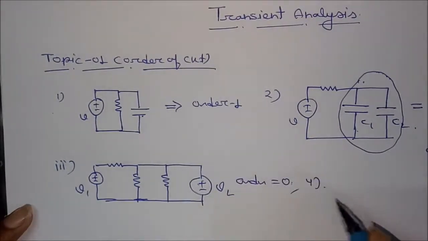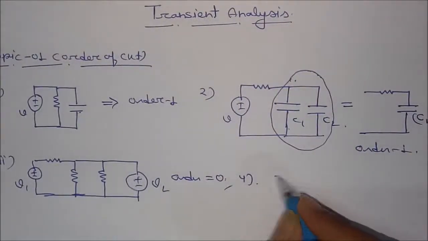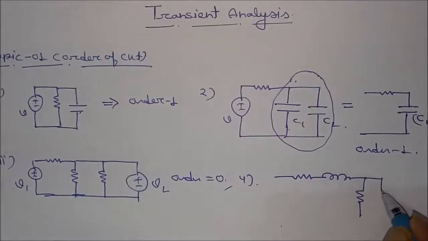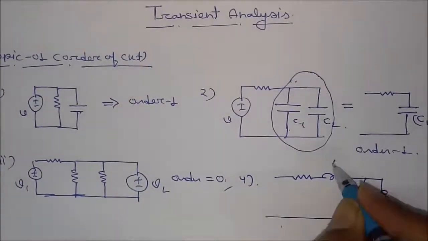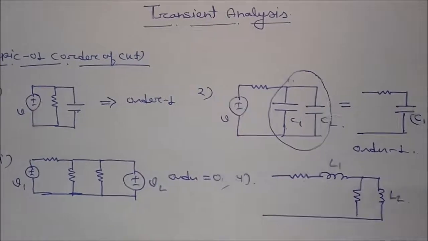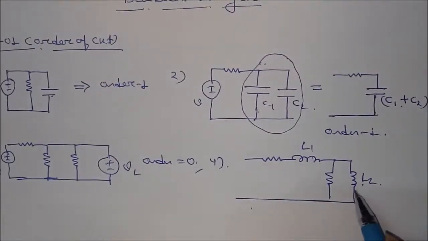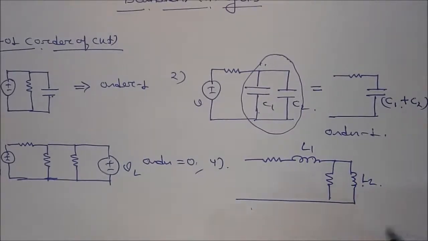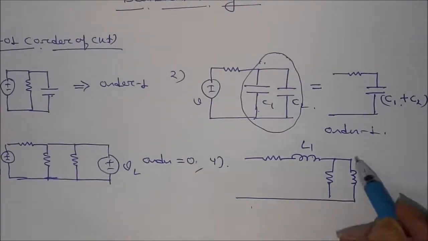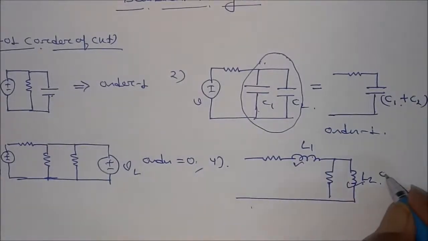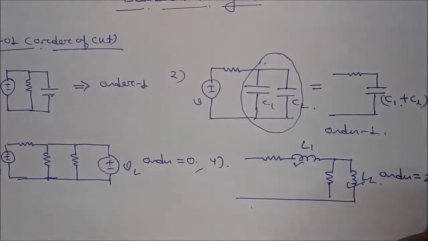Similarly, for the fourth one, if this is the circuit, see L1, L2. Can you make any combination between L1 and L2? No, we cannot make any combination between L1 and L2 due to the presence of this resistance. So how many storing elements are there? This is 1, this is 2. Then what is the order? Order is equal to 2, as we cannot separate L1 and L2 by an equivalent.